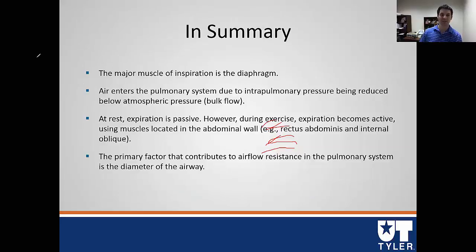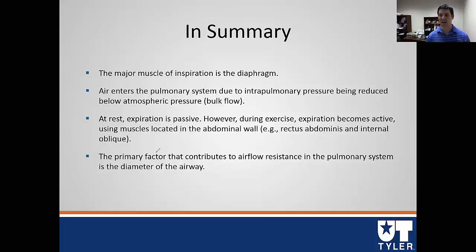So to summarize this section, the diaphragm is the primary major muscle of inspiration. It allows us to bring air from the external environment due to the intrapulmonary pressure being reduced below atmospheric pressure by contraction of the diaphragm. Air then moves from the external environment to the internal environment. At rest, we expire passively by just relaxing our diaphragm and allowing the thoracic cavity to compress on its own.